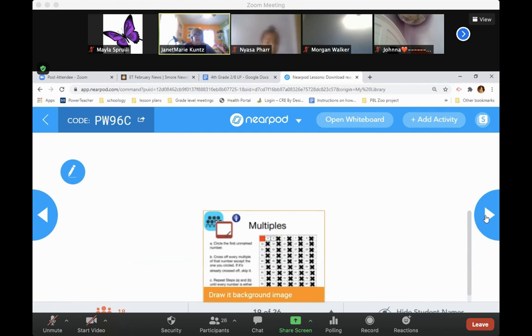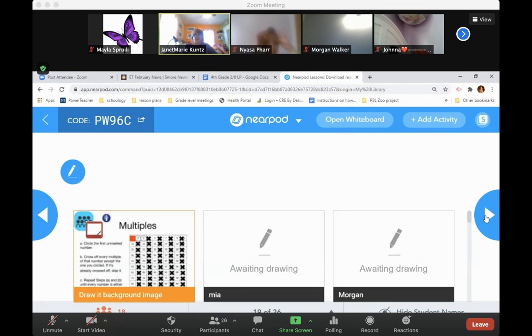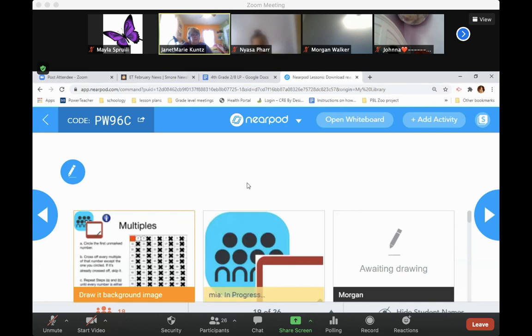Now, circle the first unmarked number, which is 3, right? And then do all of the multiples of that. All right. So 1, 2, 1, 2, 3, 1, 2. I'm going to do mine in a different color.